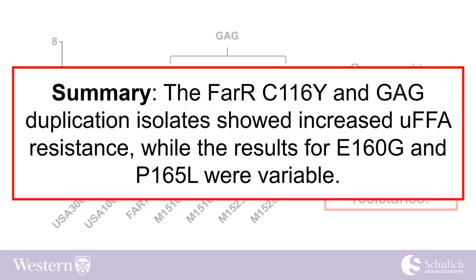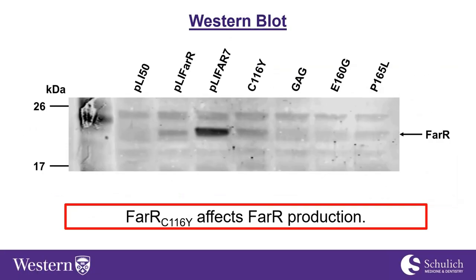In summary, the FAR-R C116Y and GAG duplication isolates showed increased UFFA resistance, while the results for E160G and P165L were variable. A Western blot using E. coli DH5 alpha lysates with PLI FAR-R variants was performed to determine if the mutations caused de-repression of FAR-R and constitutive expression like FAR7. Empty PLI 50 was used as a negative control. Only the C116Y substitution showed an effect on FAR-R production, while the others did not.